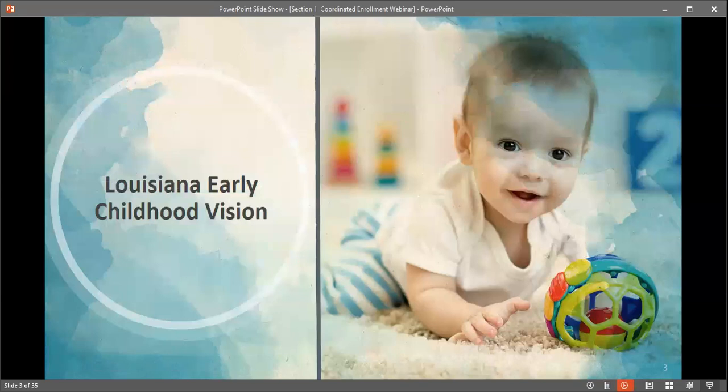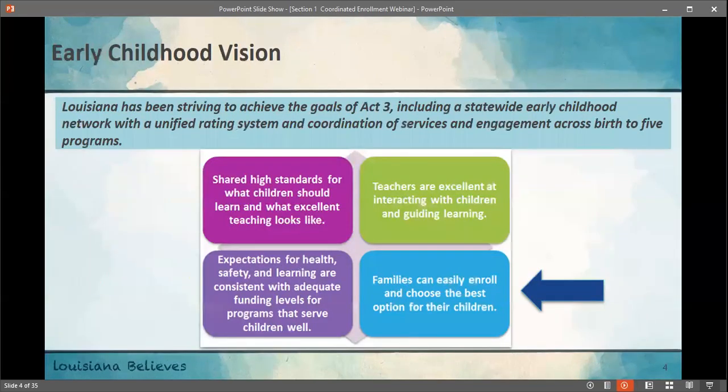Okay, so before we get started and jump into coordinated enrollment, we wanted to put the early childhood vision in front of you. Obviously, this is nothing new. This is a slide you all have seen many times before, but we just want to remind you that as a part of the Act 3 vision, coordinated enrollment has always been central to achieving this vision.